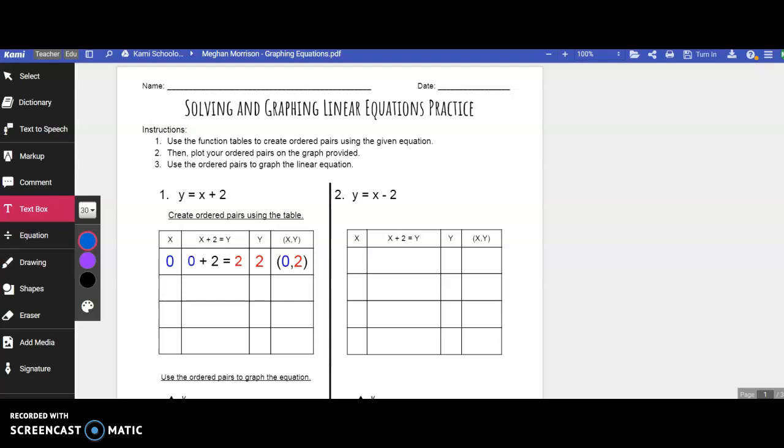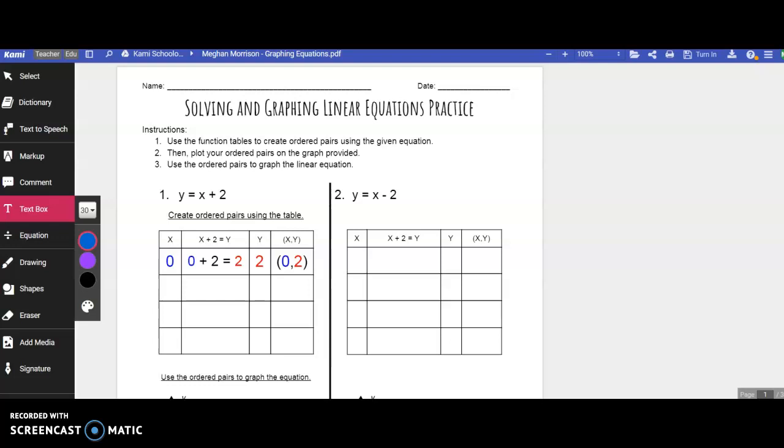Note you can use a calculator on this one because some of the ones there have decimals, so I don't expect you to be able to multiply decimals by hand. Now, there are some different steps, and I like this worksheet because it walks you through the steps pretty nicely.